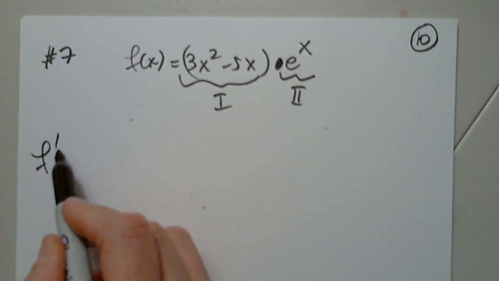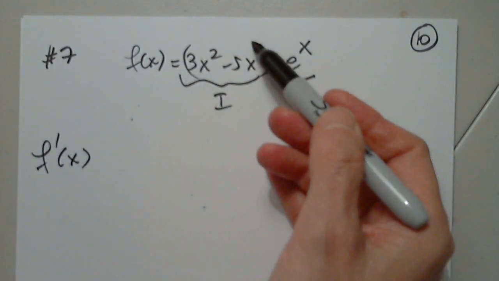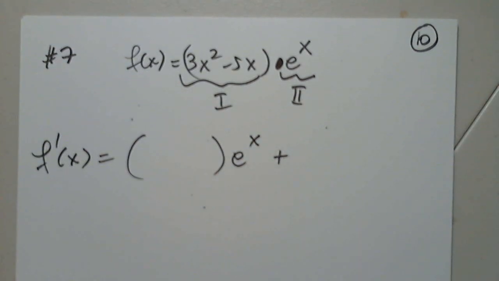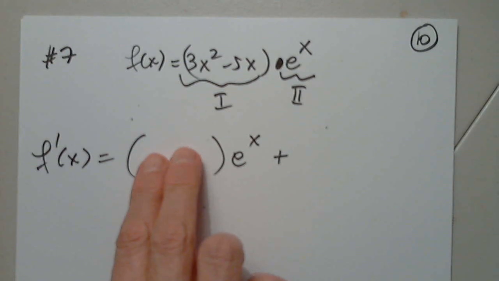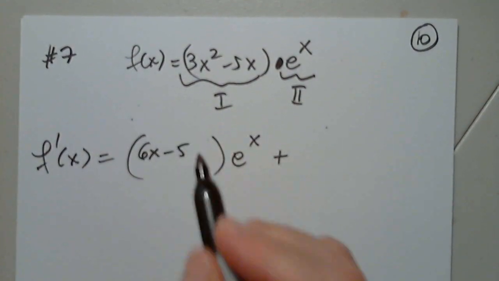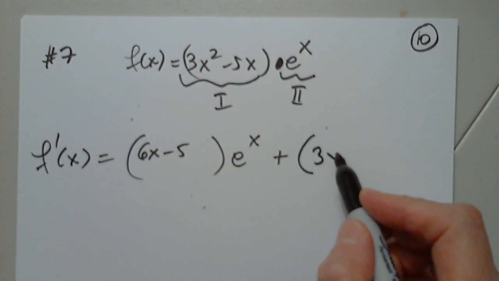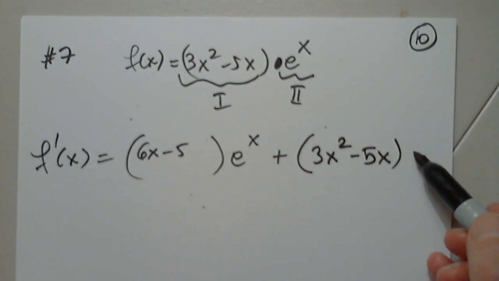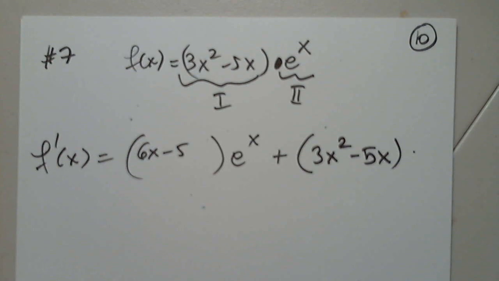So when I differentiate, can anyone give us the derivative of this? And then I'll multiply by e to the x. Can anyone differentiate this? And I'll put it here. 6x minus 5. Very good. Plus, now I have to copy it. Can anyone differentiate e to the x? And I'll put it here. Yeah. E to the x. Can I simplify? Yes, a little bit.